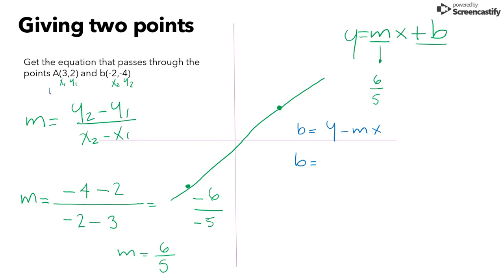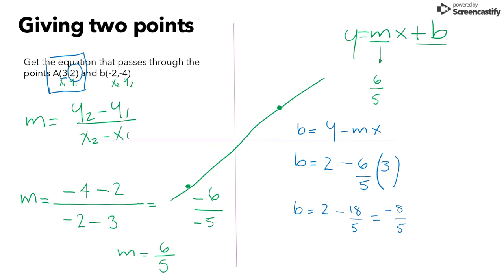So I'm going to choose A. Then b is equal to y minus my slope, that is 6/5, times x, that is 3. I'm going to write 3 here. Okay, if you choose B to work with, it's going to have the same result. So b is equal to 2 minus 18/5. And well, the only thing that you need to do here is solve this. Minus 8/5. So now I have b, that remember here is the y-intercept.